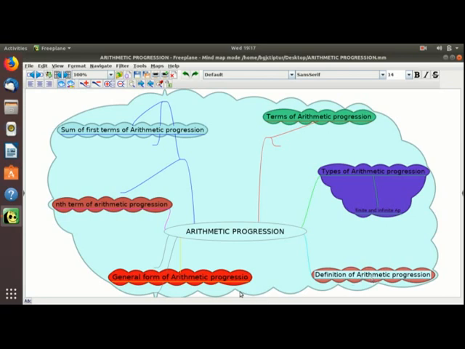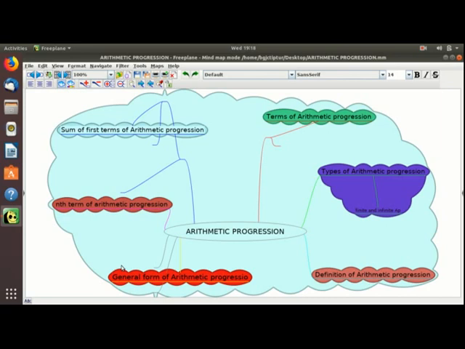Let us know the general form of arithmetic progression. The general form is a, a plus d, a plus 2d, and so on up to the nth term, a plus n minus 1 into d. So a plus n minus 1 into d is called the nth term of the arithmetic progression. Here the first term is a, the second term is a plus d, the third term is a plus 2d. The difference between two consecutive numbers is d, the common difference.